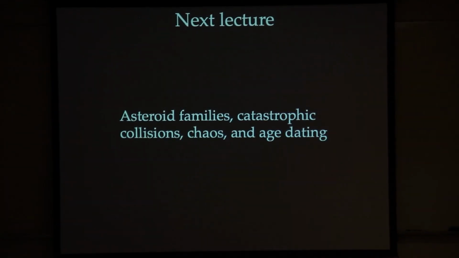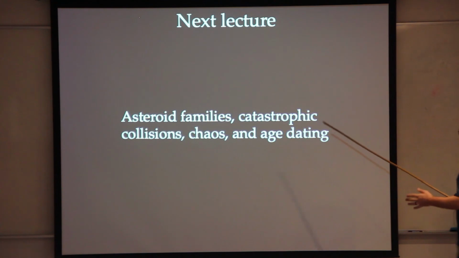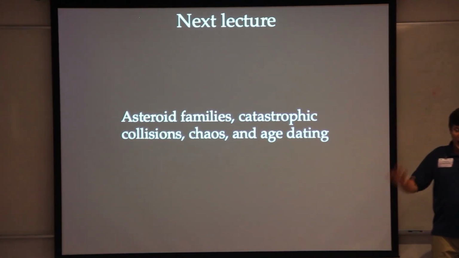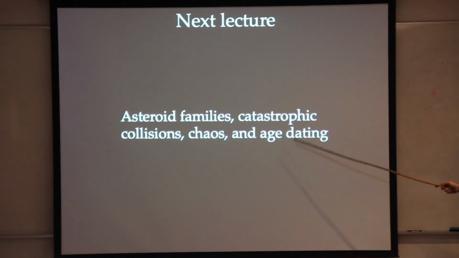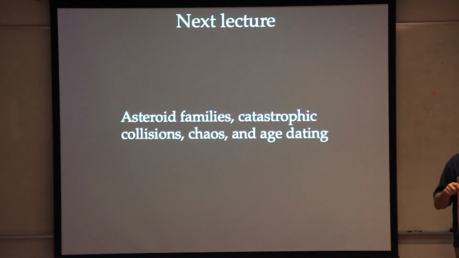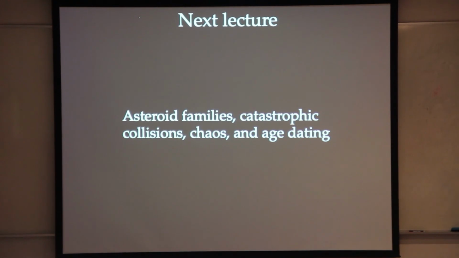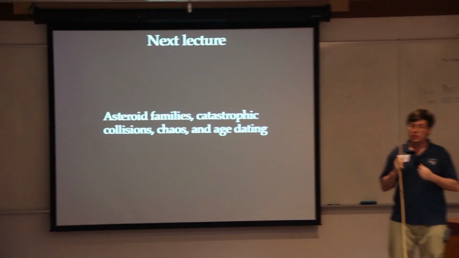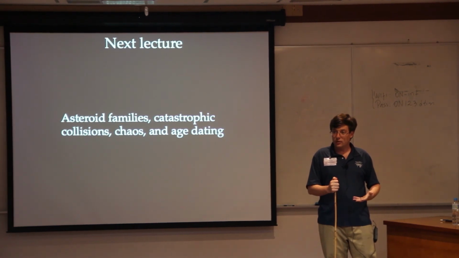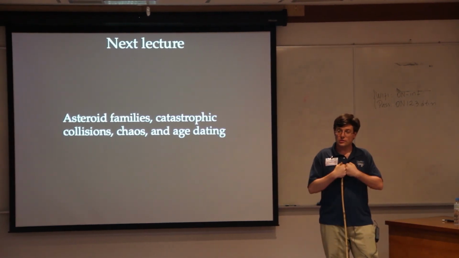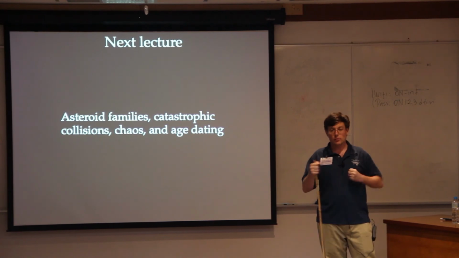So in my next lecture, so this was kind of covering how we know what the physical properties are of these objects. On Thursday, I want to talk about asteroid families and the catastrophic collisions that make them, and the chaos in the solar system, and how we determine how old these families are, because it's the families that let us know what's been going on in the solar system over the last 1 billion or 2 billion years, in terms of massive collisions, in terms of grinding, in terms of evolution of orbits.